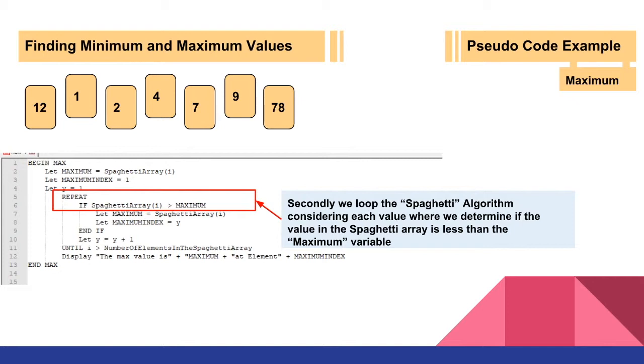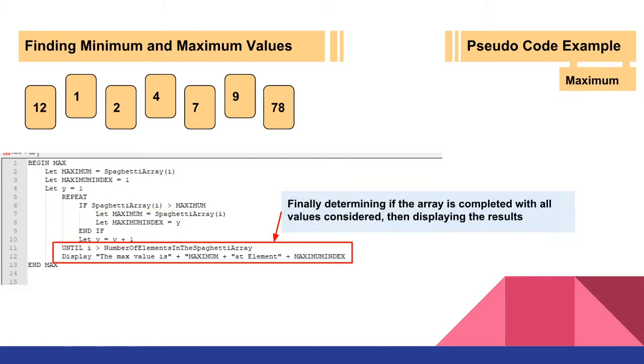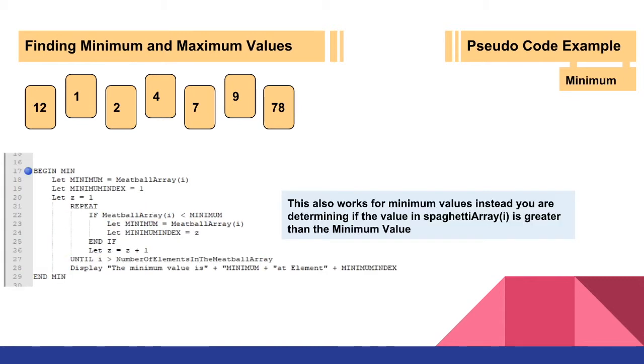Then after, y is incremented by 1. Finally, after all the values in the array have been considered, it will display the results. This same pseudocode can also be used for finding the minimum values, where instead you are determining if the spaghetti value is less than the minimum variable.